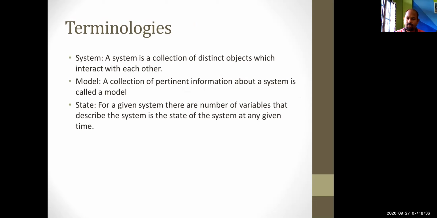Some basic terminologies in this lecture, like system. In the earlier classes also we have discussed system. A system is a collection of distinct objects which interact with each other. Model: a collection of pertinent information about a system is called a model. State: for a given system, there are a number of variables that describe the system, which is the state of the system at any given time. So these 3 terms are important for understanding the discrete model and the continuous model.